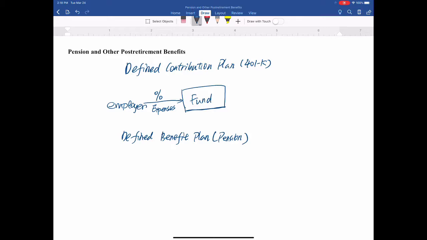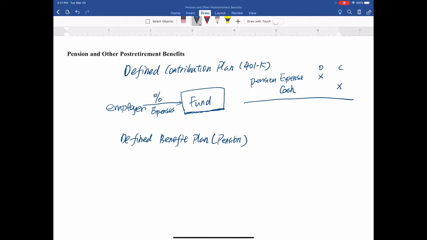The employee will bear the risk of managing the fund. So that's the reason I encourage students to take some finance classes. In the future, they are going to manage their retirement fund. For the accounting of the defined contribution plan, the accounting is very straightforward. Basically, each year, the firm just recognizes the contribution expense or pension expense. Because the contribution is by cash, it's just debit expense and credit cash.